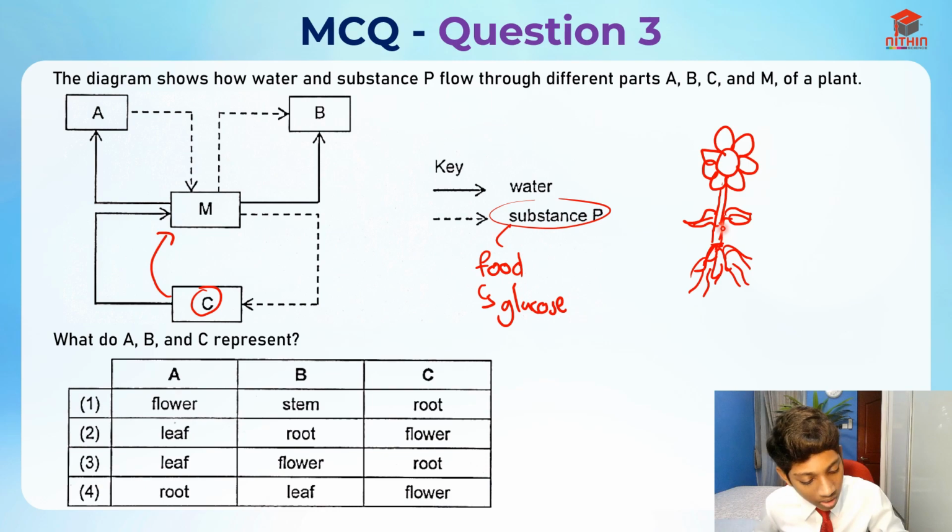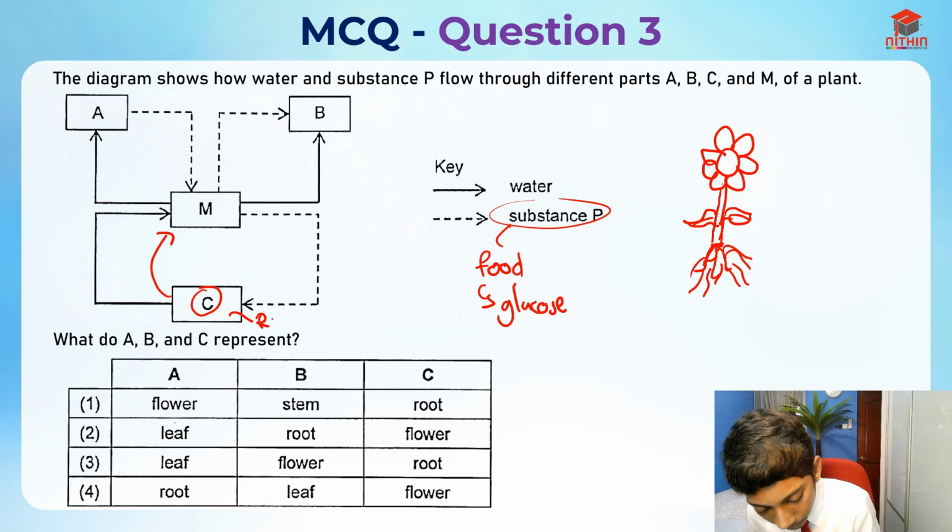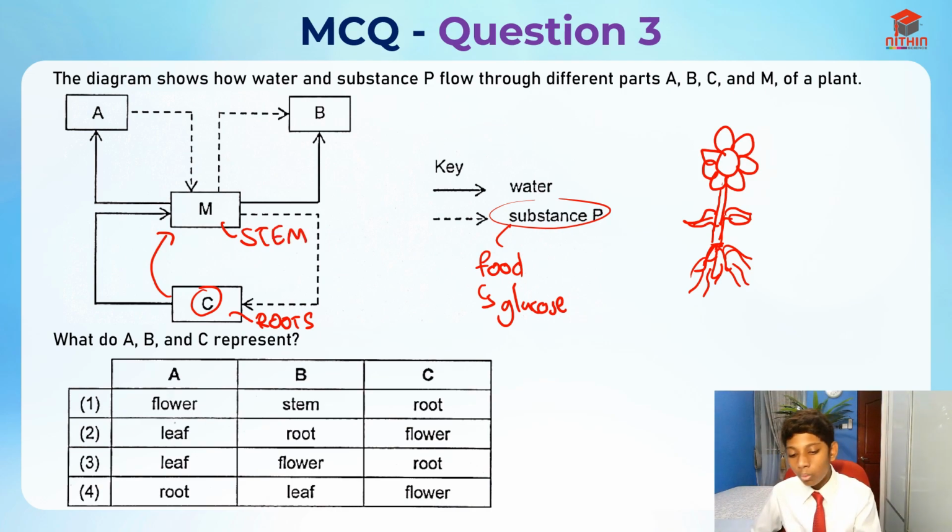Okay, let me just show you. The stem is actually the only thing that transports water to the leaves here and to the flower here, right? So M should be actually the stem. So when the water goes to the stem actually brings water to the leaf, which is A, or B, it could be B as well, and maybe the flower, which is B. Okay, so now we know that C is actually the roots, right? And M is actually the stem. But now we need to figure out what is the flower and what is the leaf.